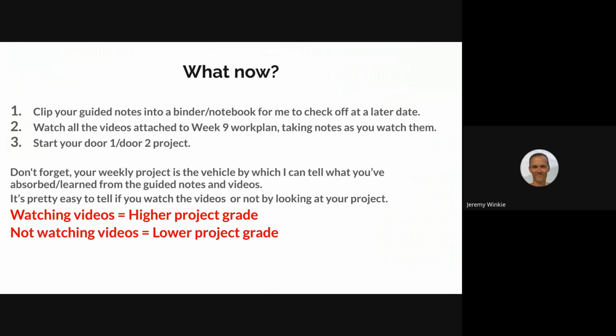And then just as a quick reminder, all the videos and everything that gets attached to the work plan is how I get to see what you've learned for the week. There's a pretty good connection between people who watch all the videos and then have higher scores, versus if you only watch one or none of the videos and then you're great on your project. It's pretty easy to tell if you've watched the videos or not by looking at your finished product.